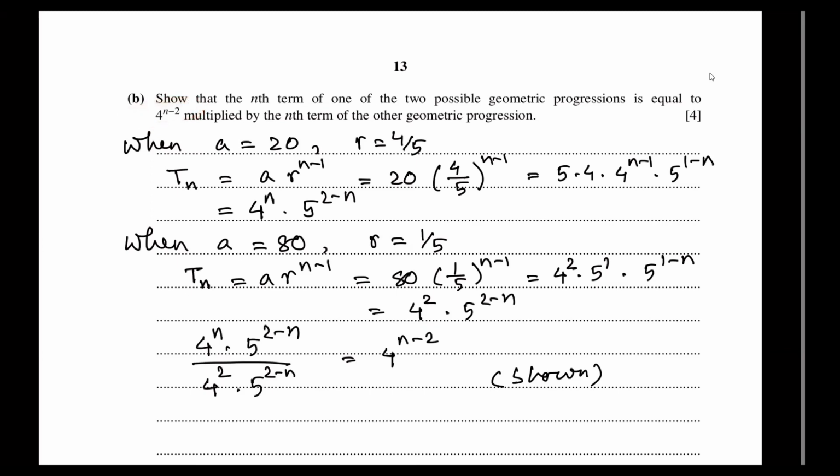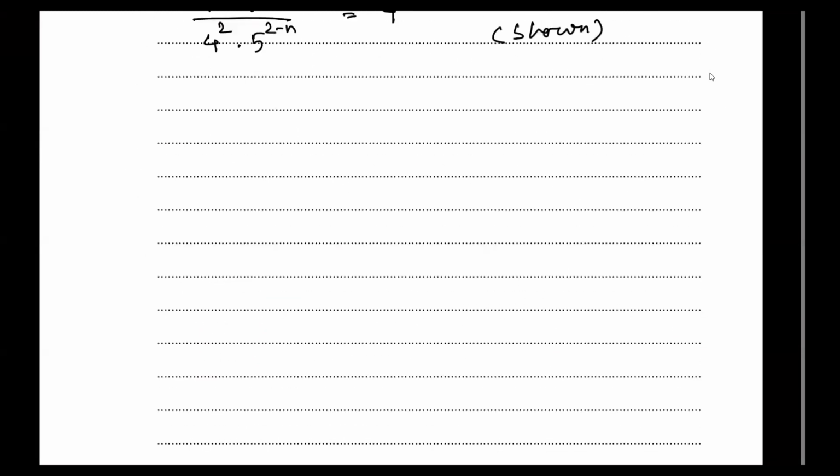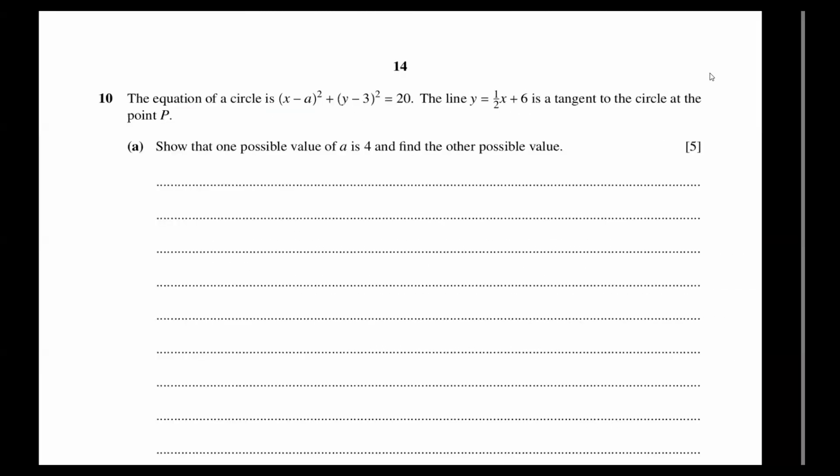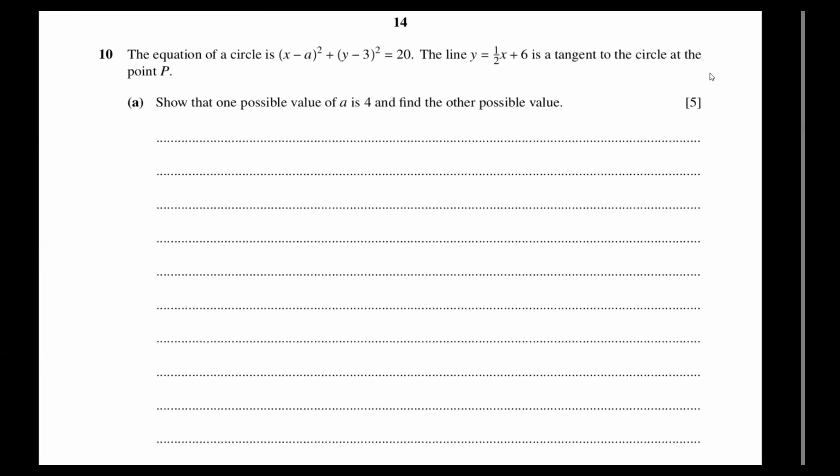The general term of one of the progressions is 4 to the power n minus 2 multiplied by the general term of the other progression. That is, the ratio of these two is 4 to the power n minus 2. That's how to show it. Okay, now let's move on to the next one. There is no further part in this question, I guess. So we are moving to question number 10.